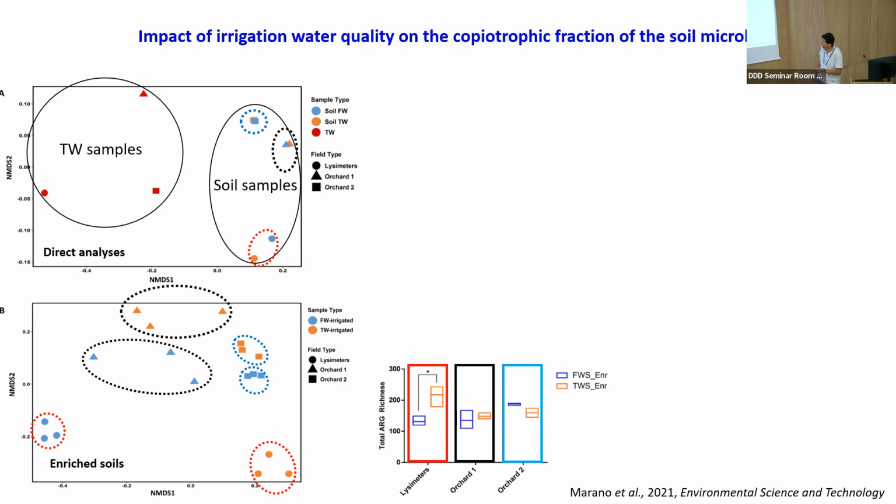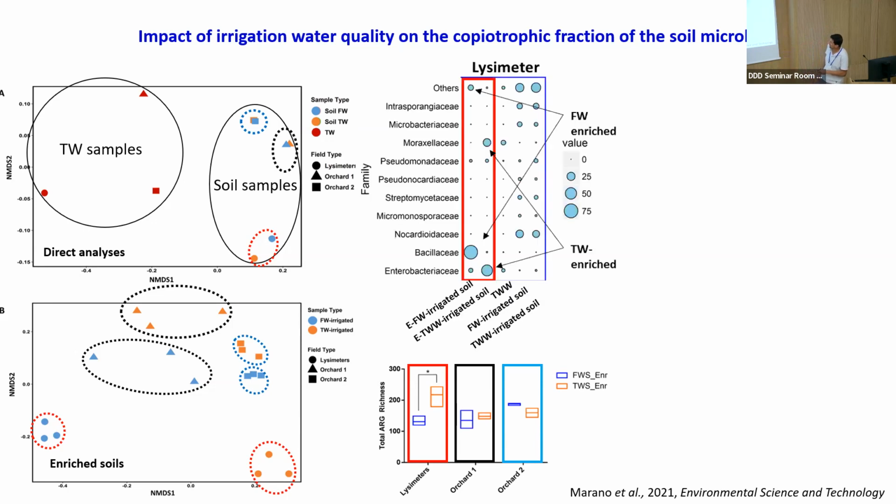And we see this in the lysometers also when we look at the total amount of antibiotic resistant genes. Again, in the orchards, we don't see it. This is after enrichment. And we also see it in the specific bacteria harboring antibiotic resistance genes. When we look in the lysometers, almost all the antibiotic resistance harboring genes that are enriched in the treated wastewater enrichments are Enterobacteriaceae, whereas in the freshwater enrichments, the difference between these two is that here we see primarily gram-negative Enterobacteriaceae, and here we see mostly gram-positive bacilli.